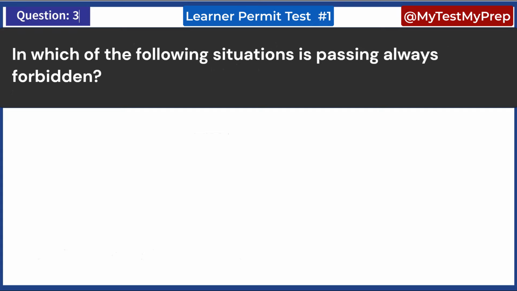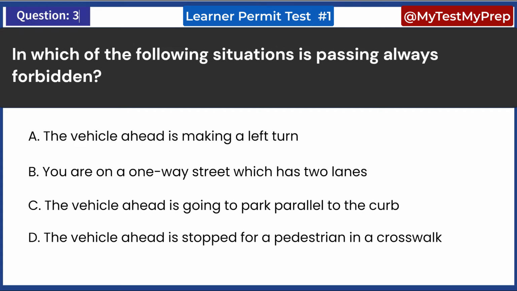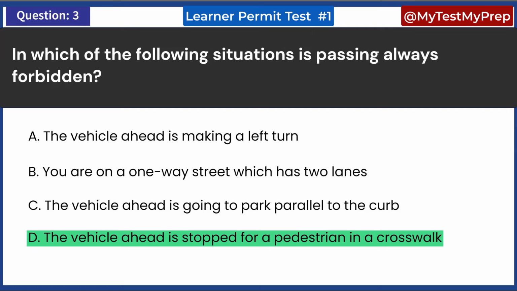In which of the following situations is passing always forbidden? A. The vehicle ahead is making a left turn. B. You are on a one-way street which has two lanes. C. The vehicle ahead is going to park parallel to the curb. D. The vehicle ahead is stopped for a pedestrian in a crosswalk. Answer: D. The vehicle ahead is stopped for a pedestrian in a crosswalk.